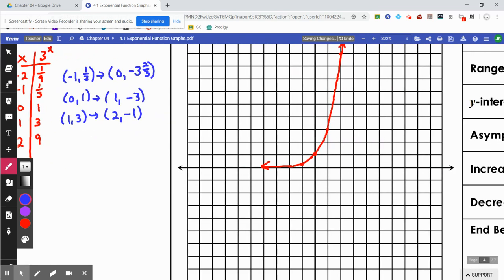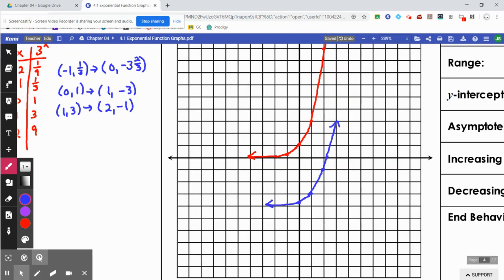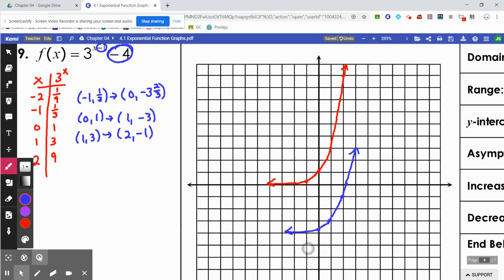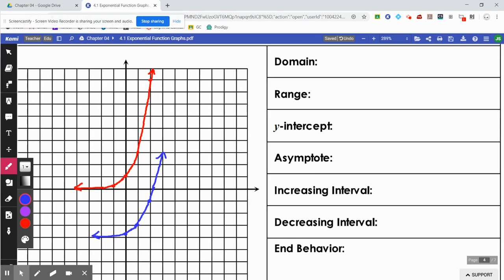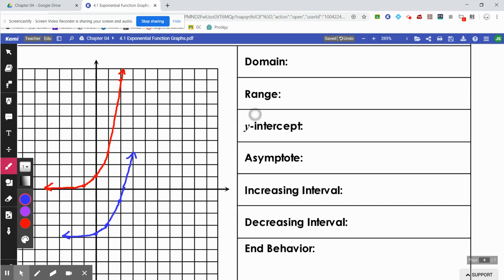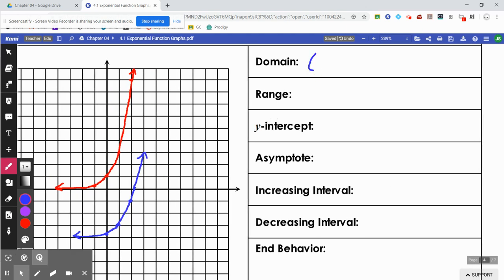Let me scoot over. And there's your new graph. And notice it's identical to the first graph. It's just everything's been moved right 1 and down 4. So our domain of our new graph, notice our domain is anything again, negative to positive infinity.